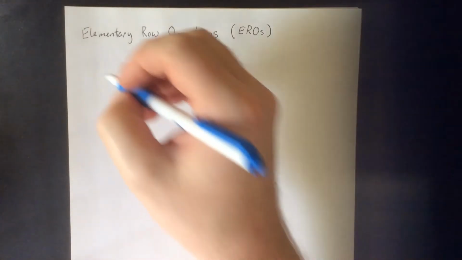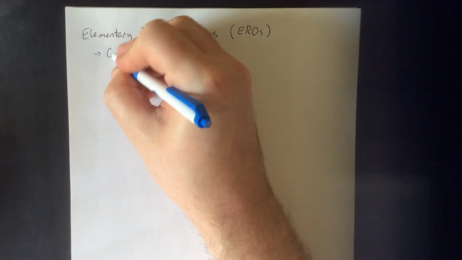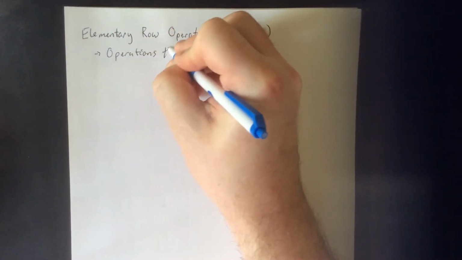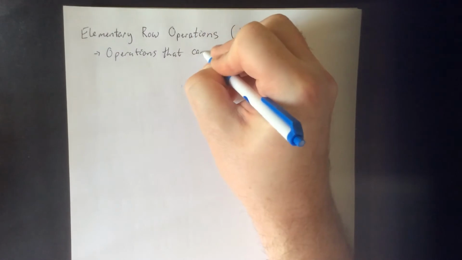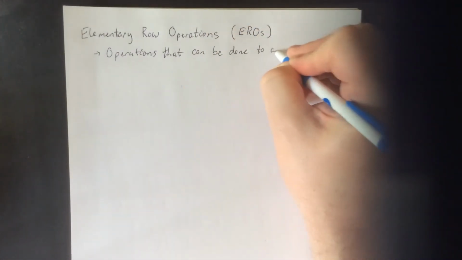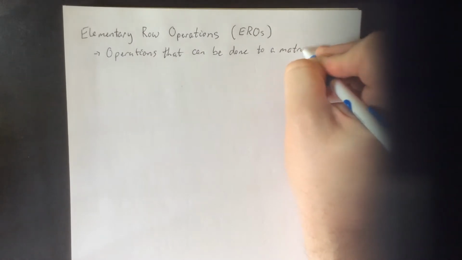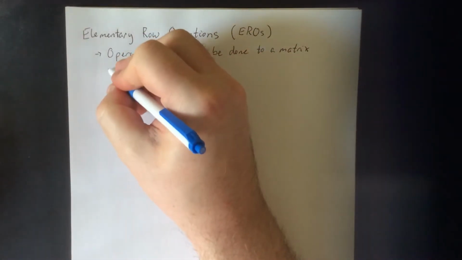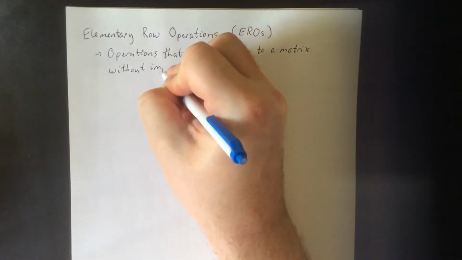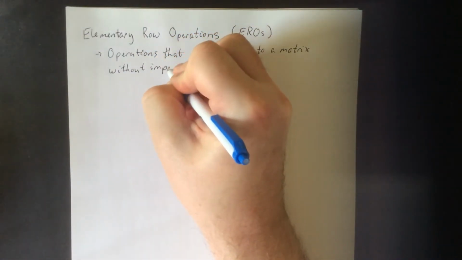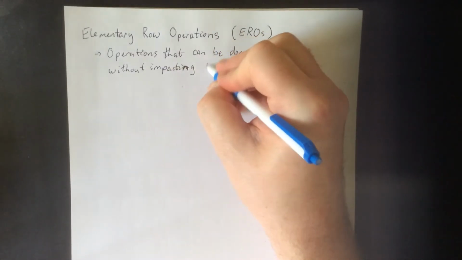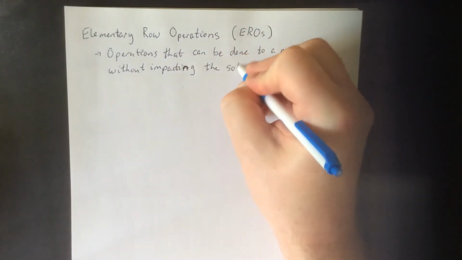The three elementary row operations are operations that can be done to a matrix without impacting the solution of the system.